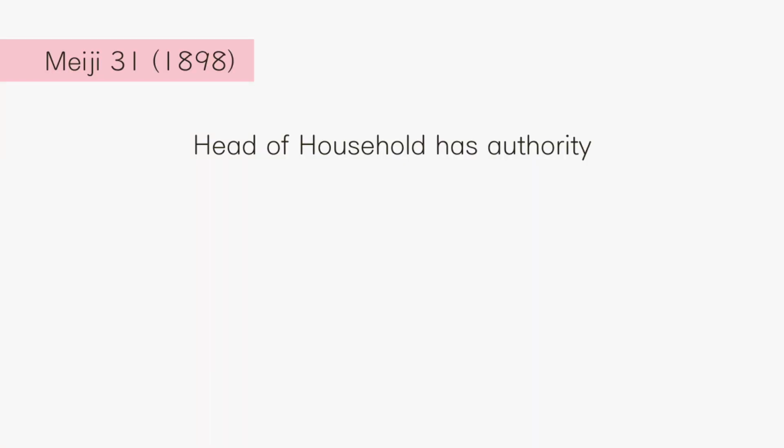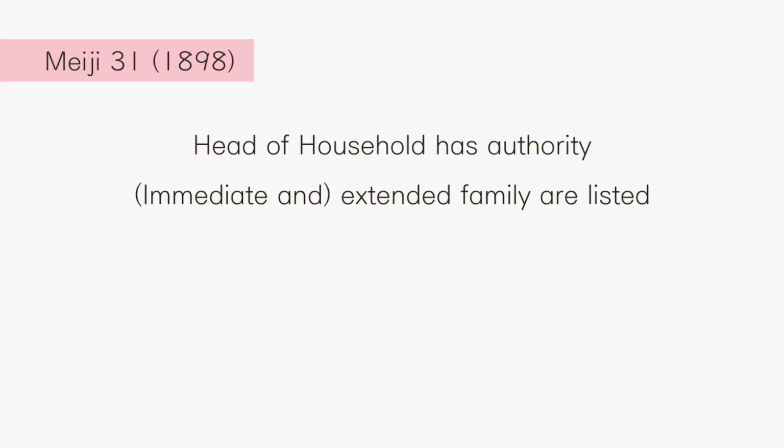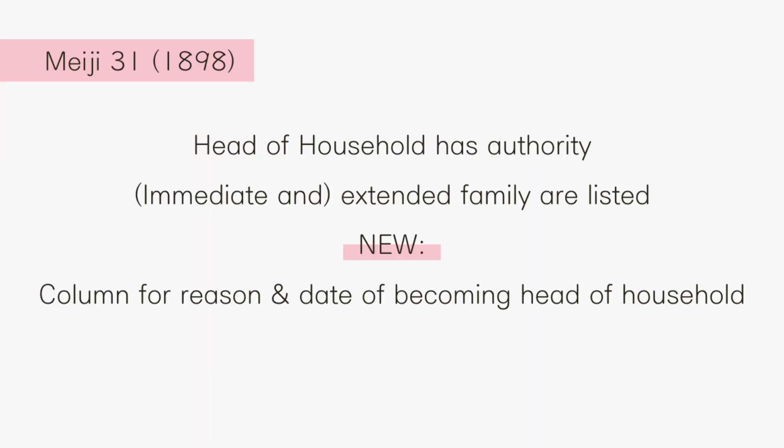Because of the age of these documents, characters which are no longer in use today are often included, and sometimes they can be nearly impossible to read. The Koseki of Meiji Year 31 or 1898 were heavily influenced by the Japanese household legal structure at the time. It gave authority to the head of the household, and it listed their extended family. A new column to write the reason and date for becoming head of household was added to clarify this information, since it also includes the date and reason that a new Koseki was drawn up.